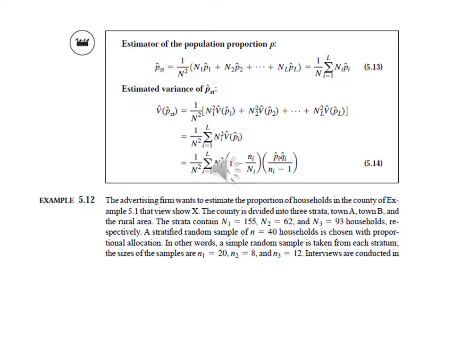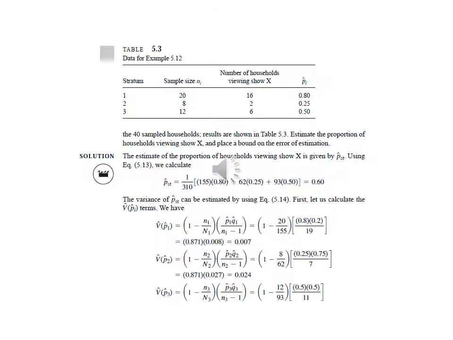Interviews are conducted. Table 5.8, data from example 5.12: strata 1, 2, 3; sample sizes n1 equals 20, n2 equals 8, n3 equals 12. Number of households viewing show X on television: 16, 2, 6. p hat equals 0.8, 0.25, 0.50. The 40 sample households results are shown in table 5.8. Estimate the population proportion of households viewing show X and place a bound on the error of estimation.